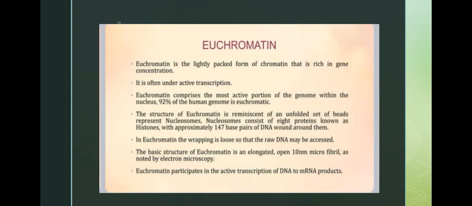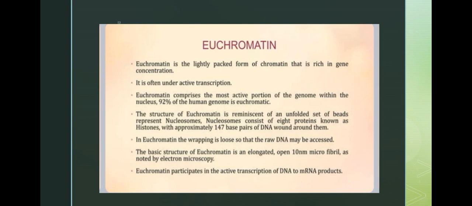Euchromatin. Euchromatin is the lightly packed form of chromatin that is rich in gene concentration. It is often under active transcription. Euchromatin comprises the most active portion of the genome within the nucleus. The structure of euchromatin is reminiscent of an unfolded set of beads, the nucleosomes. Nucleosomes consist of 8 proteins known as histones with approximately 147 base pairs of DNA bound around them.